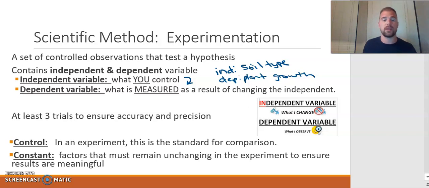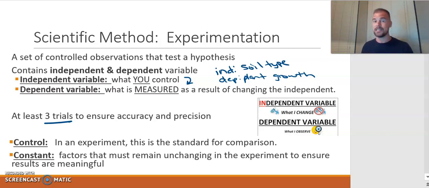Now, when I do my experiment, I want to make sure that I have at least 3 trials, because if I only have 1 trial, it could have been a fluke, right? 3 trials at least ensures that I'm getting the most accurate and precise data that I possibly can. So if I did this experiment, I would want to make sure I do it at least 3 times for each soil type, so that way I can see if there's consistency.